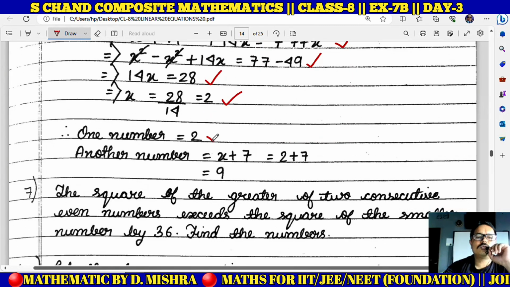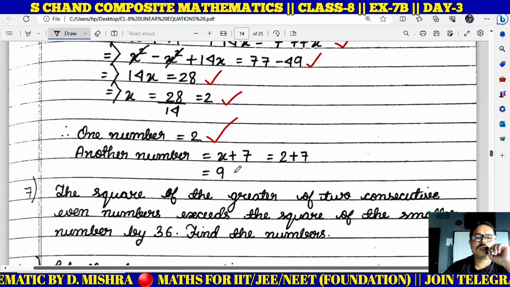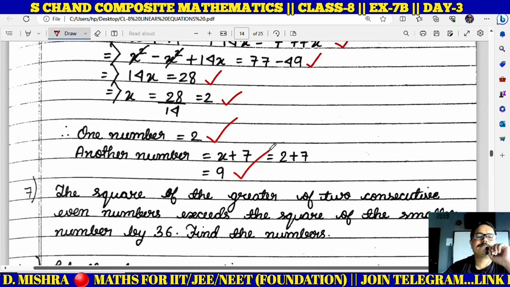So one number is 2 and another number was x plus 7, so 2 plus 7, 9. So this is the answer.